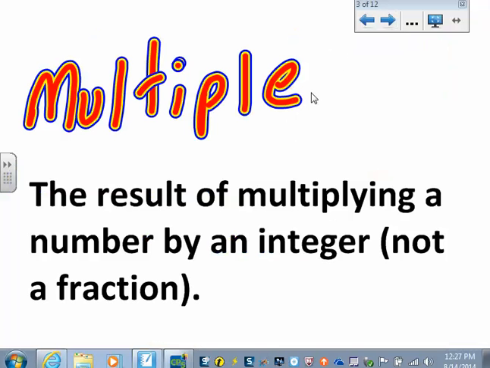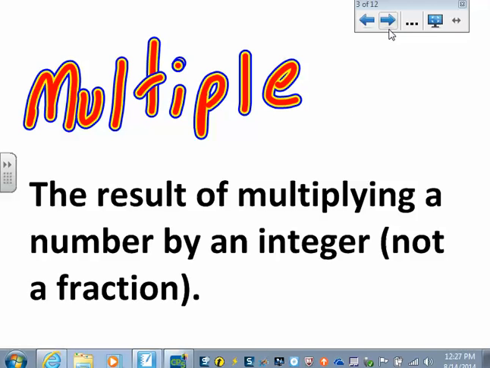Well, first of all, we need to define what a multiple is. And it is the result of multiplying a number by an integer, which basically means a whole number, whether positive or negative, just not a fraction. So we're talking about numbers that do not have decimals or fractions. The result of multiplying a number by an integer.